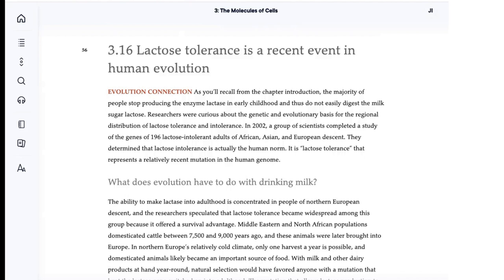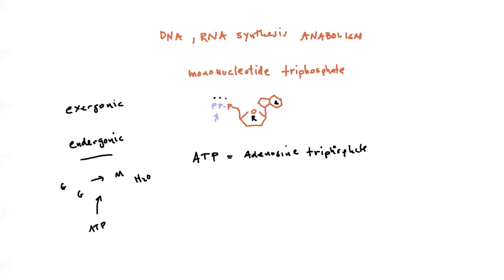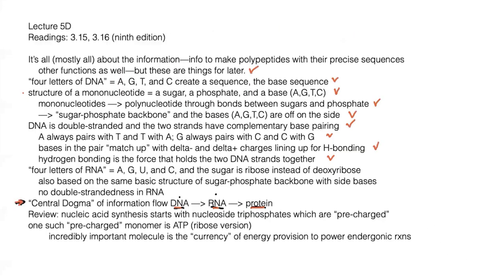I like the story, but I honestly don't see how it's completely relevant to our discussion of the structure of DNA. So I'm going to go back to my whiteboard and look at our board here.